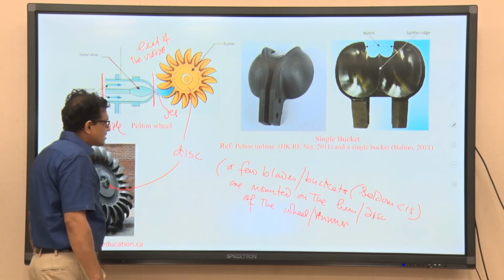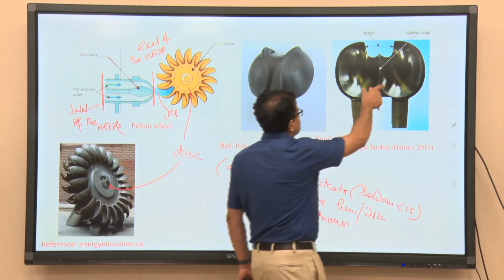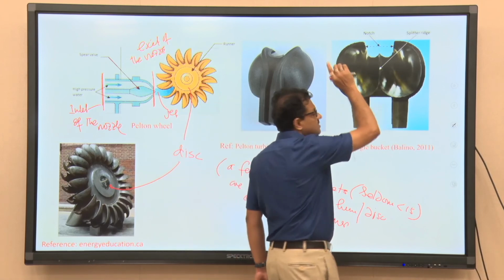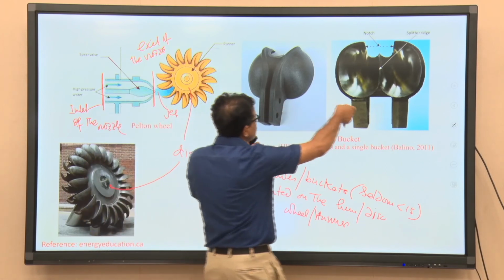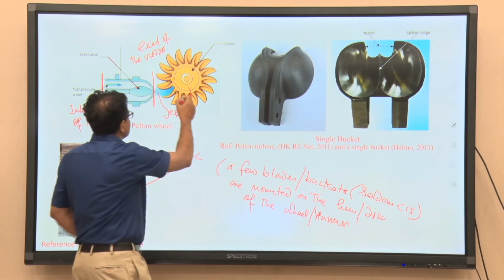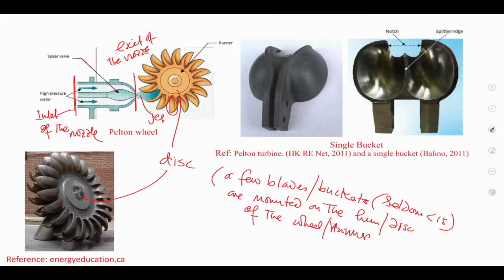Now, you can see that the shape of the blade is like this, double hemispherical shaped. This is mounted in this way, as you can understand. This is basically a particular blade and this part is fixed with the hub. These parts are fixed with the hub, and the water in the form of a jet is striking the bucket here, and you know that this is called the splitter ridge.